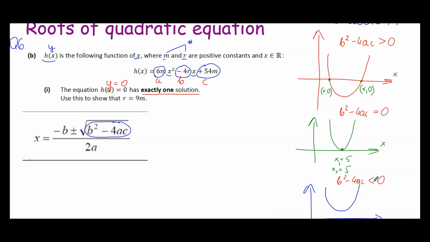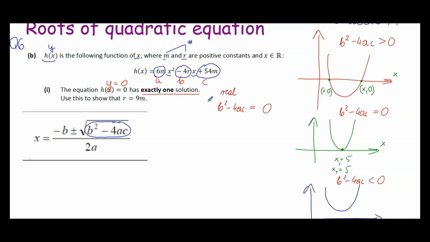Now, if they didn't specify one solution, if they say real number or real solution or real roots, therefore we're going to say, well, it could be 1 or it could be 2. So both of those, if it only says has a real solution. But here we are concerned with only one solution, therefore my value will equal 0 here. So that's just simple substitution.